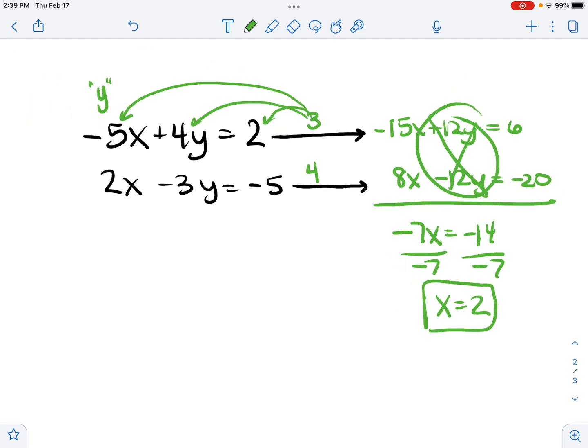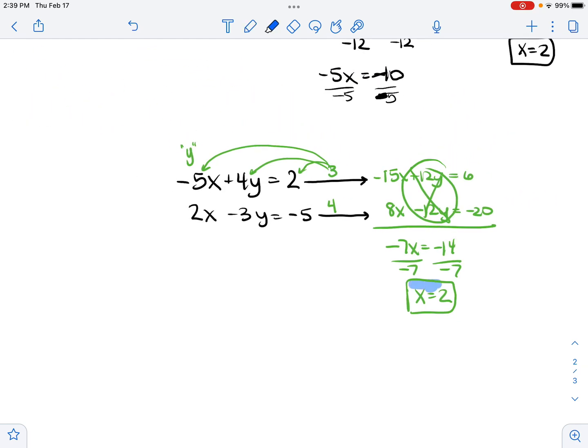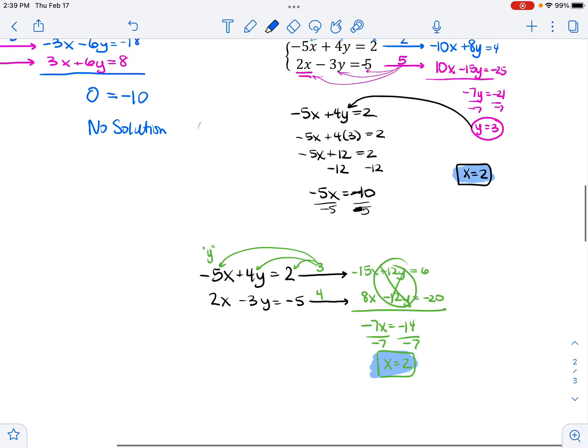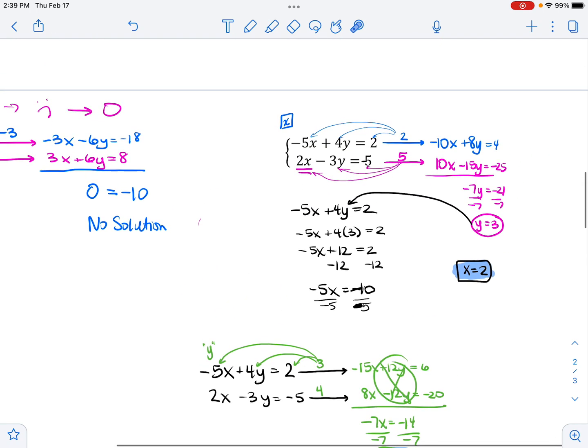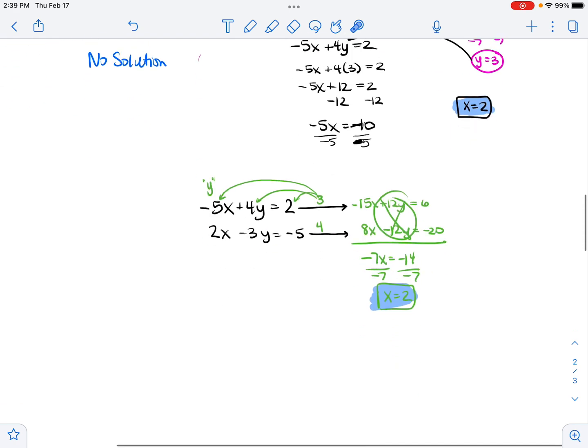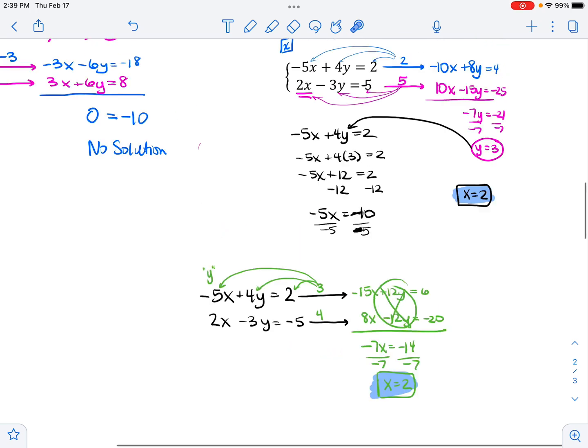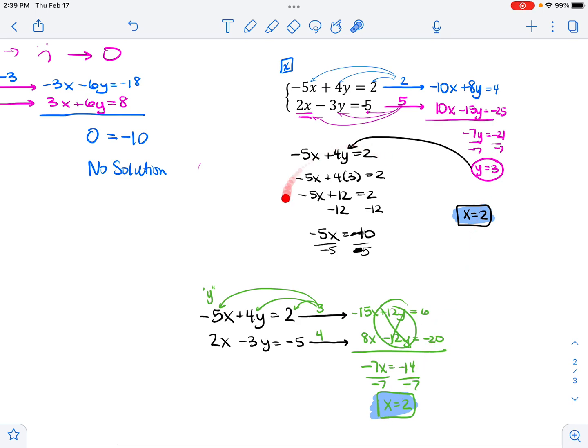So if you notice, the answer for x equals 2 is the same for both of them. It's just going to get you there in a different order. So if you eliminate x's first, you're going to solve for y first, then get x. If you eliminate the y's, you're going to solve for x first and then get y. And you'll get the exact same answer, but I promise you that if you do what I just did here, you'll get y equals 3 as your second answer.